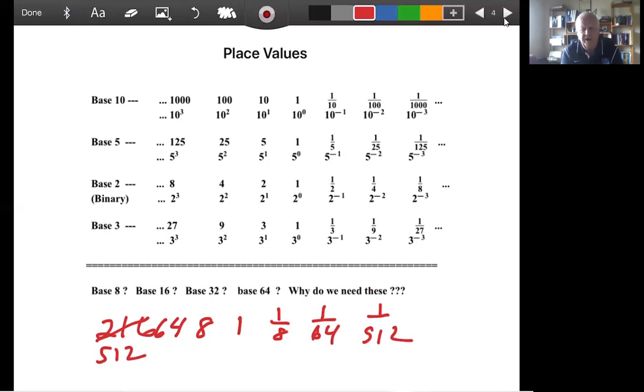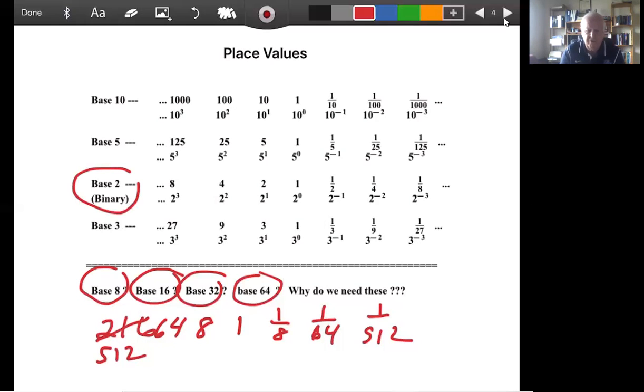They all turn out having the same type of place values. And there's base 16 and base 32 and base 64. I listed these intentionally, along with these others, because of their importance. I've heard people say, why do we need these things? Why do we even need to study them?